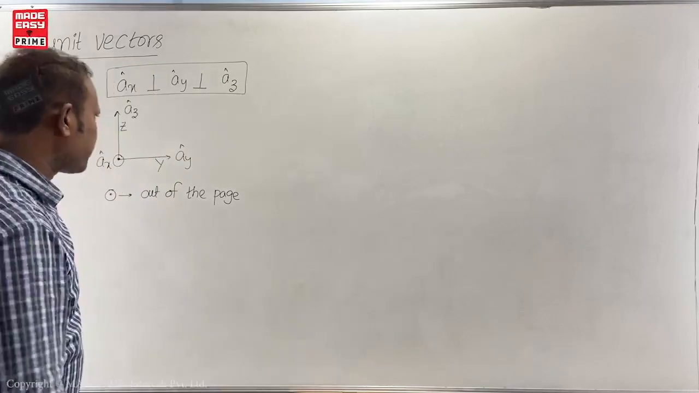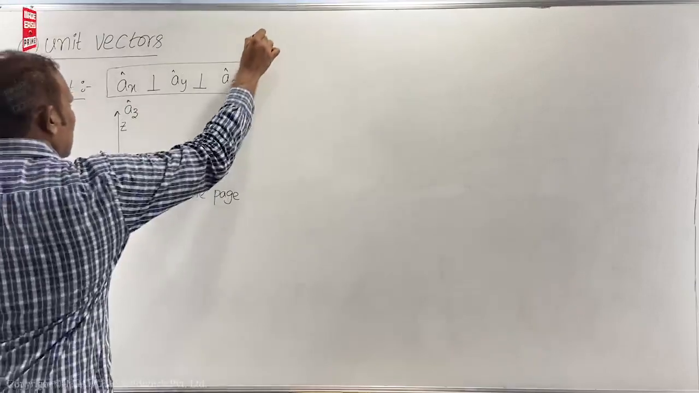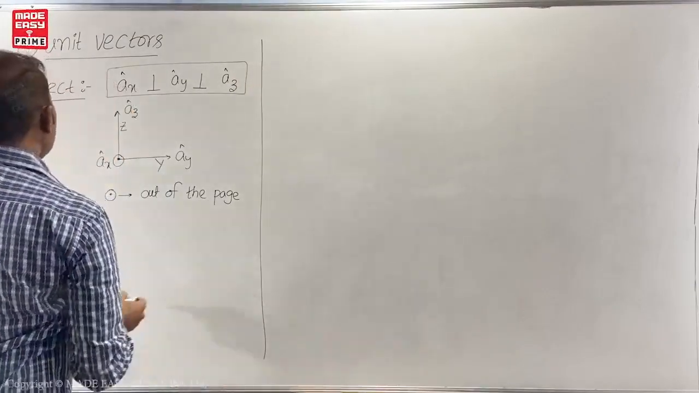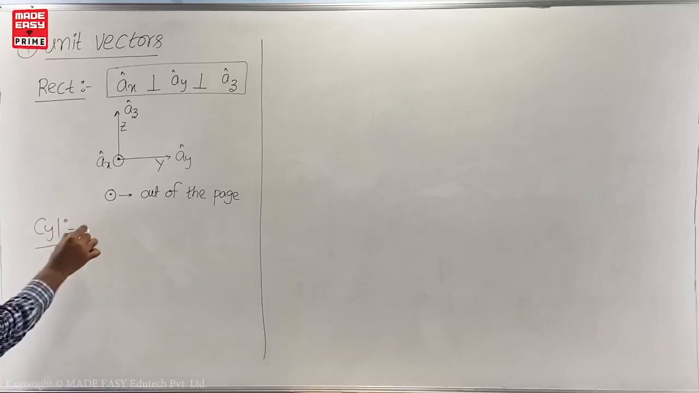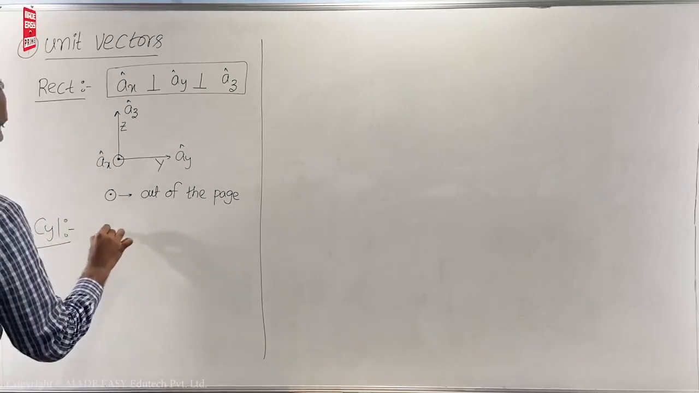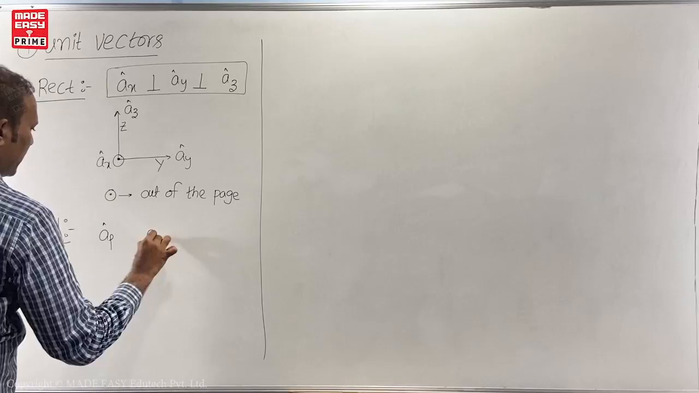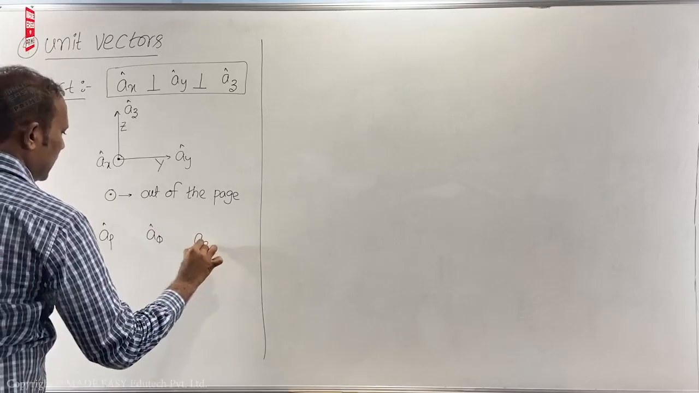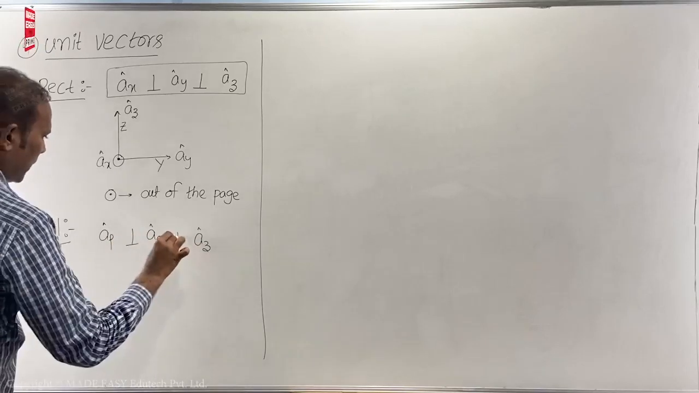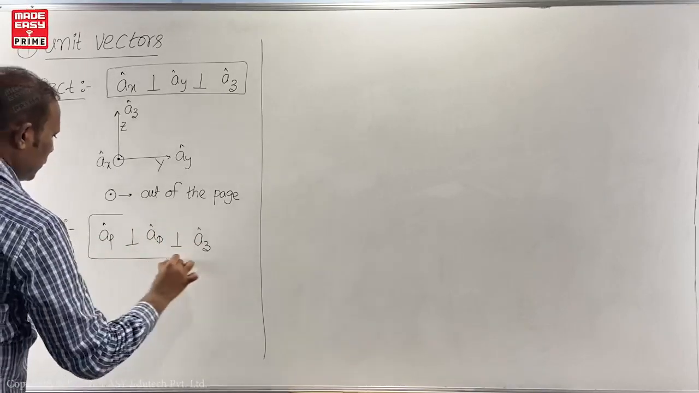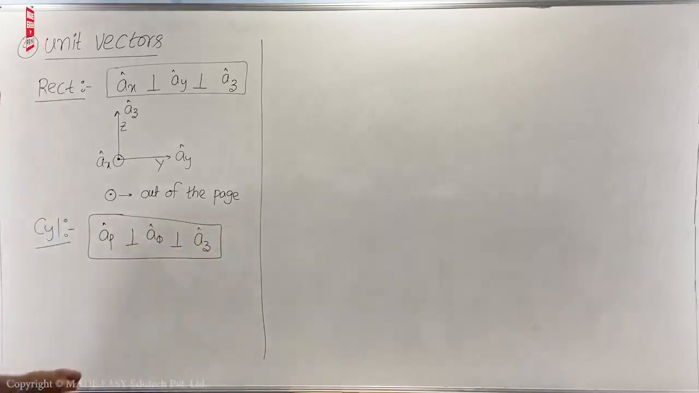Now let us talk of a cylindrical system. In cylindrical system, a rho cap, a phi cap and a z cap are the unit vectors, and once again they are perpendicular to each other. I will show you how. Now let us write one by one.